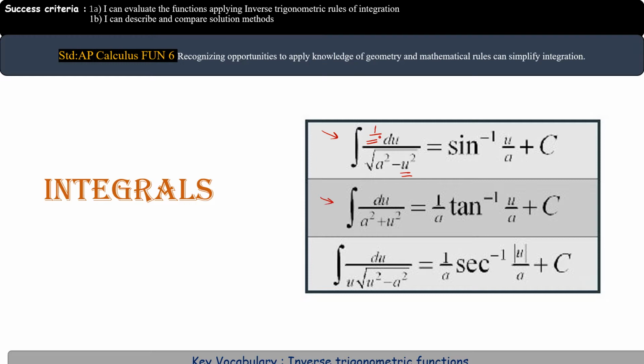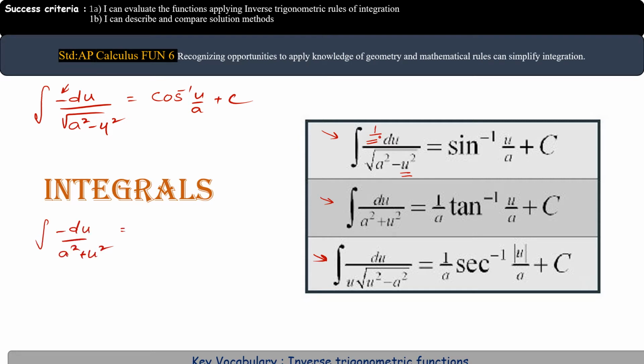So here are the formulas for the inverse trigonometric functions. The basic functions are sine inverse, tangent inverse and secant inverse. But if anything is written in the form of negative du over square root of a square minus u square, then the answer is cos inverse of u over a plus c. Now, the difference between the cos inverse and sine inverse formula is this negative sign. Similarly, if negative du over a square plus u square is written, then the answer will be 1 over a cot inverse u over a plus c.